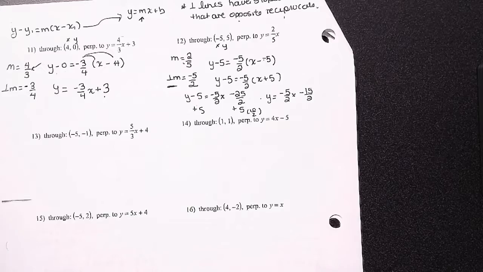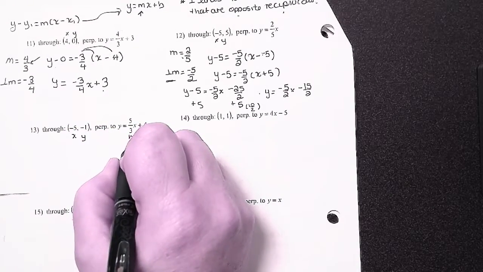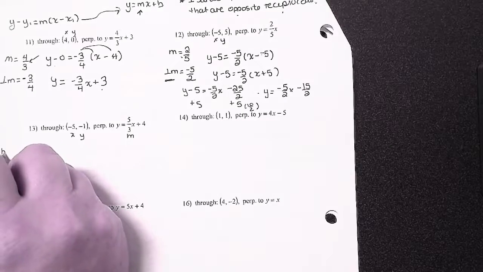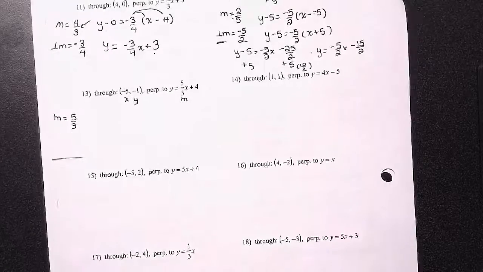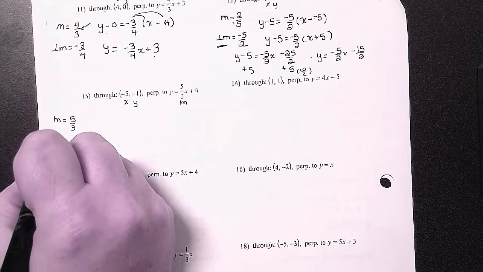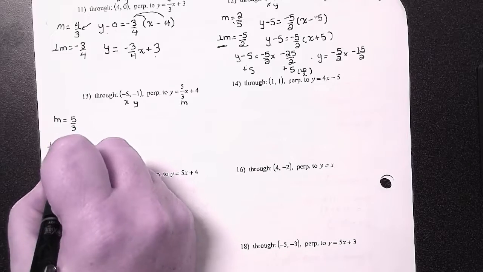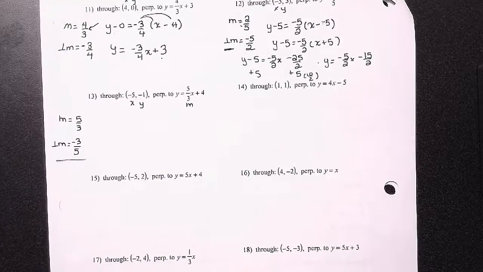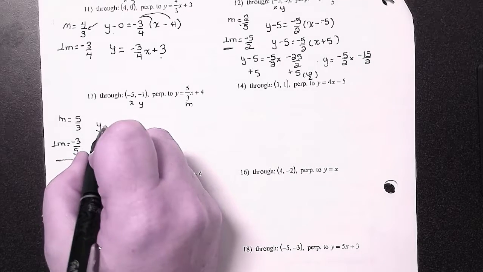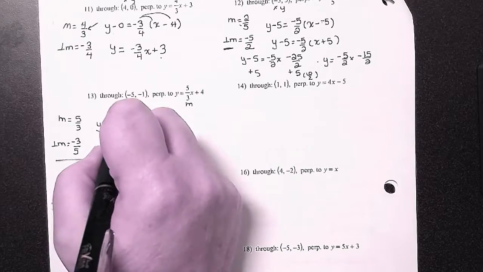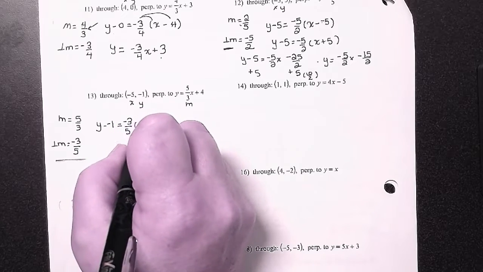Okay, so once again, let's keep going. This is my x and my y, and my slope is right here. So my slope is 5/3, but I don't need that one. I need my perpendicular slope. And that, my friends, is -3/5. Okay? So then I plug this into point slope. So it's y minus -1 is equal to -3/5 times x minus -5.